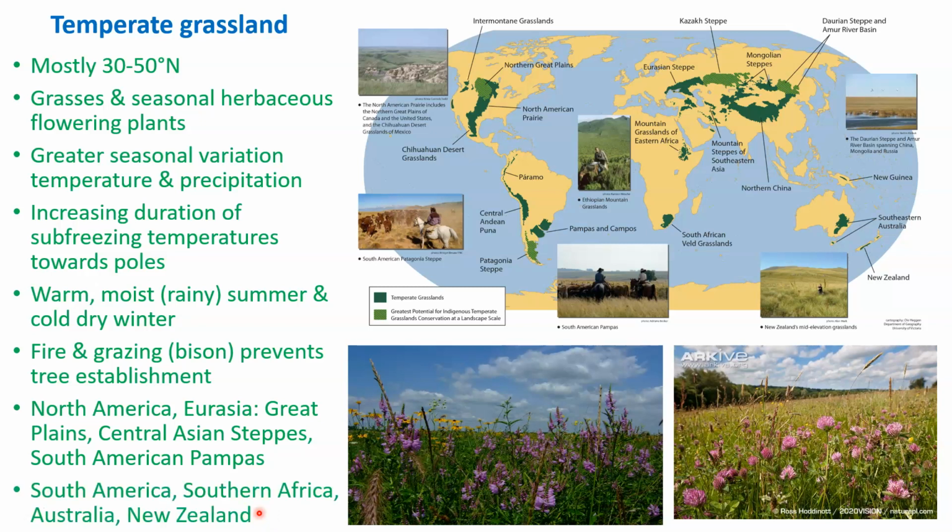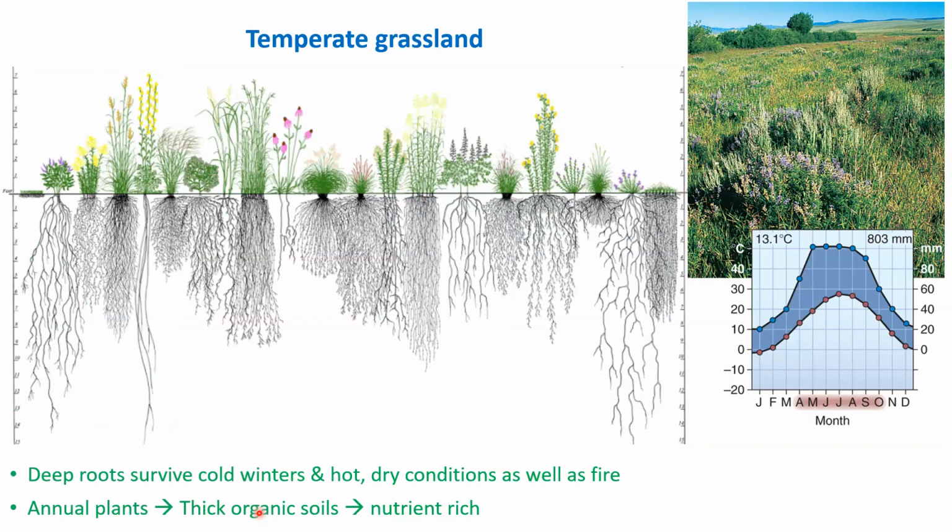And yes, so they're actually distributed throughout different continents. This brings back a point I mentioned very early, right? Biomes are not restricted to a particular continent. In this example, grasslands are found in almost every continent except Antarctica. Another cool fact about temperate grasslands has to do with their root systems.